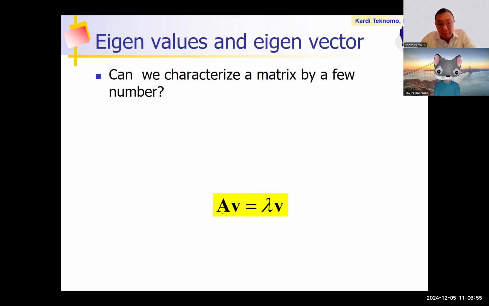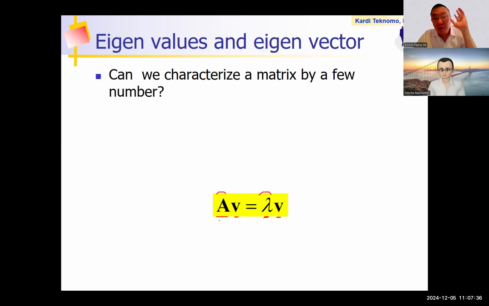So you have a matrix A, and I can find a vector V. Then if I multiply this A with V, that is exactly the same as lambda, which is a scalar, say for example 1, 2, 3, and so on, multiplied by the same vector V. What will happen? That means A is the same as lambda, isn't it? Yes. Right? So A is the same as lambda.